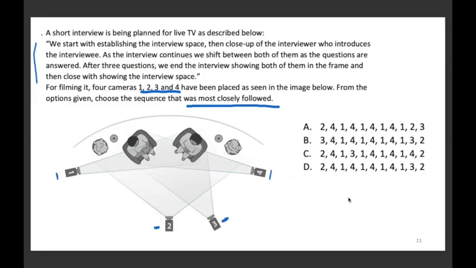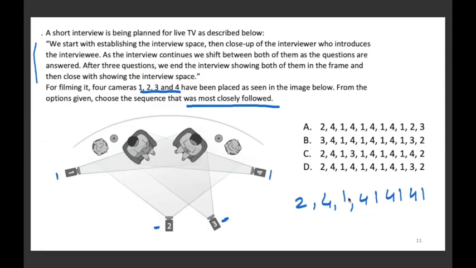We start with establishing the interview space, then close up to the interviewer who introduces the interviewee. So first 2 will come. The interviewer's camera is 4, so 4, 1. And then after that, what is written is, as the interview continues, we shift between both of them as the questions are answered. After 3 questions are answered, so 4, 1, 4, 1, 4, 1, this will come that many times. So 4 times it will repeat.